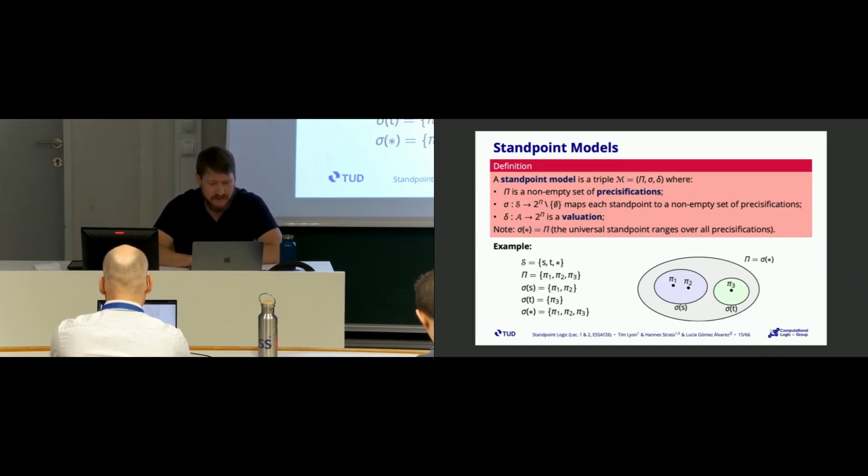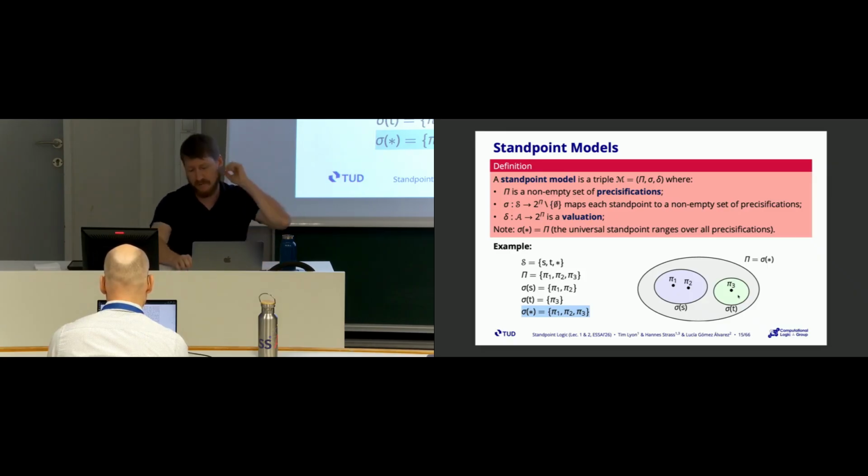Here is an example of a standpoint model. I'll go through it and explain it. If S is our set of standpoints, we have S and T, and we have the universal standpoint. In this model, pi, the set of precisifications, consists of 3 points, pi 1, pi 2, and pi 3. The interpretation of S is this blue oval shown here that contains pi 1 and pi 2. The interpretation of T is just the singleton shown here that contains pi 3. And the universal standpoint has to range over all precisifications, so it's just equal to pi. Atoms would be mapped to these precisifications as well. I just haven't represented them here.